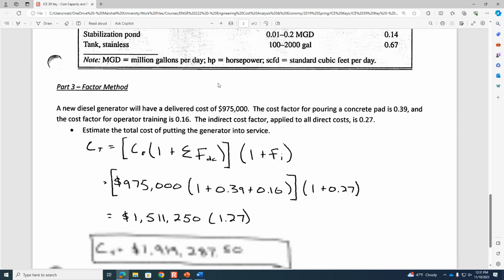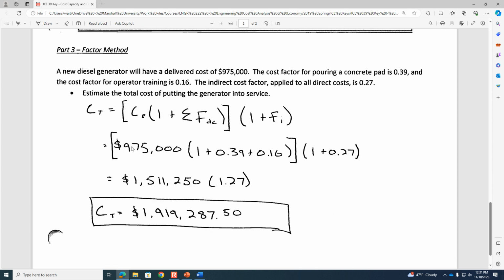So in this case, if you multiply the generator by the sum of the direct cost factors, what you'll get is $1.5 million in direct costs. But then you have to also add the 27% for indirect costs, and that brings the overall project expense up to $1.9 million.